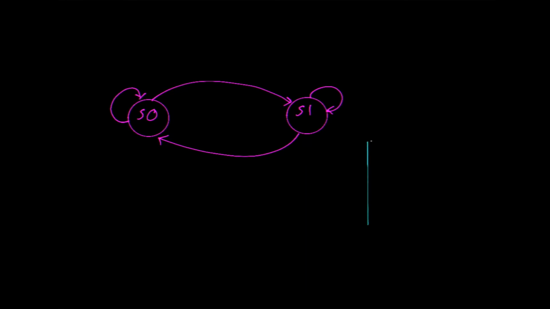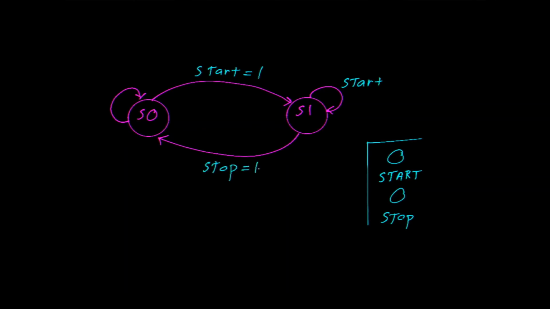A good example is a 2 push-button system where you have start and stop. If the start button is pushed, you transition from state 0 to state 1. You can still push the start button if you like, although nothing will happen. However, if you push the stop button, you will transition from state 1 back to state 0.